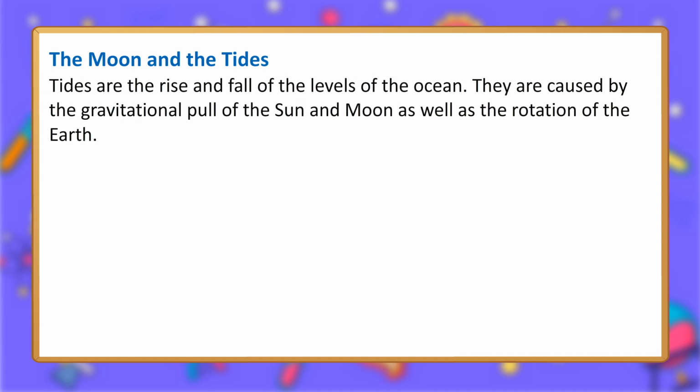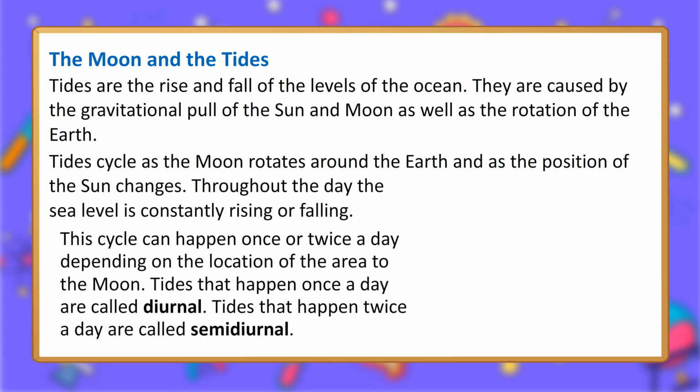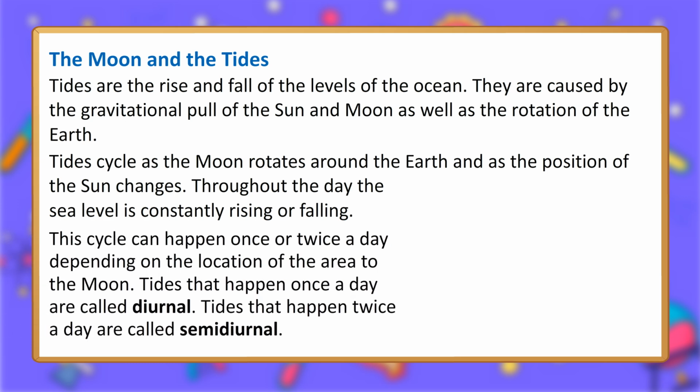Tides are the rise and fall of the levels of the ocean. They are caused by the gravitational pull of the sun and moon as well as the rotation of the Earth. Tides cycle as the moon rotates around the Earth and as the position of the sun changes. Throughout the day the sea level is constantly rising or falling. This cycle can happen once or twice a day depending on the location of the area to the moon.